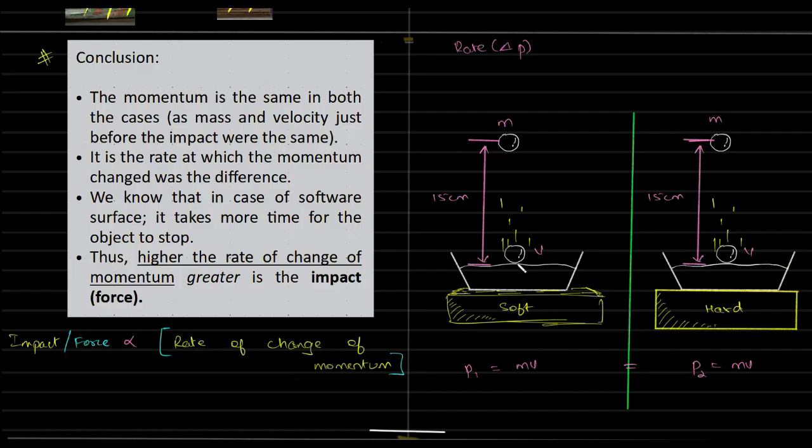See, here it has a particular momentum before the impact. After the impact, it becomes 0, is it not? So this changes to 0 and this changes to 0. 0 kg meter per second, 0 kg meter per second. So how fast it got this value is the difference, is it not? We know that in case of soft surface, it takes more time for the object to stop, right? Here the time is the difference, t1 and t2. If time of change over here is t1, here it's t2. t1 is more than t2, that is it took more time.